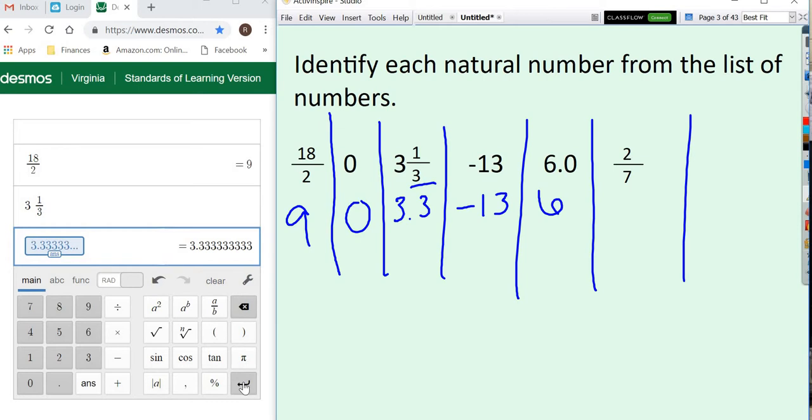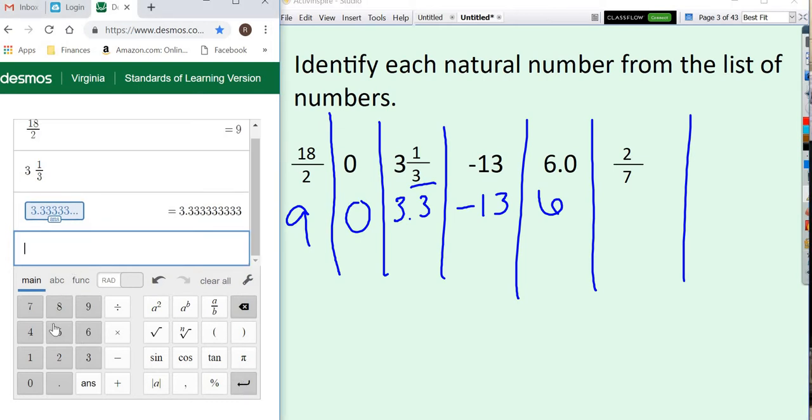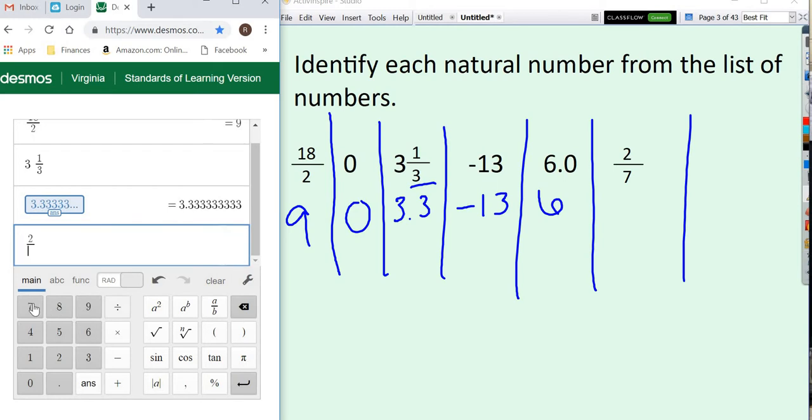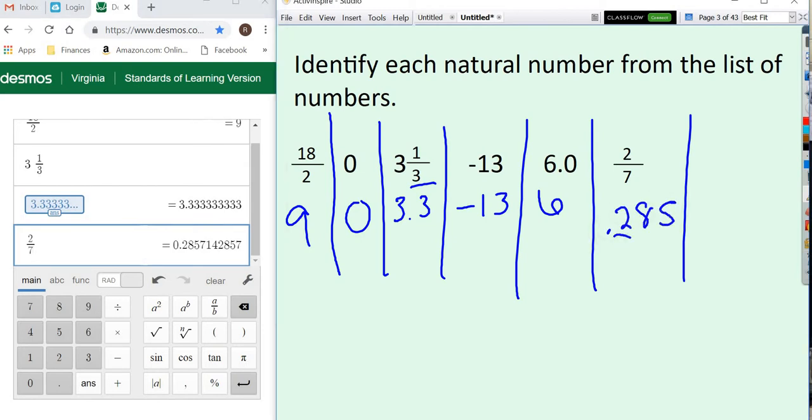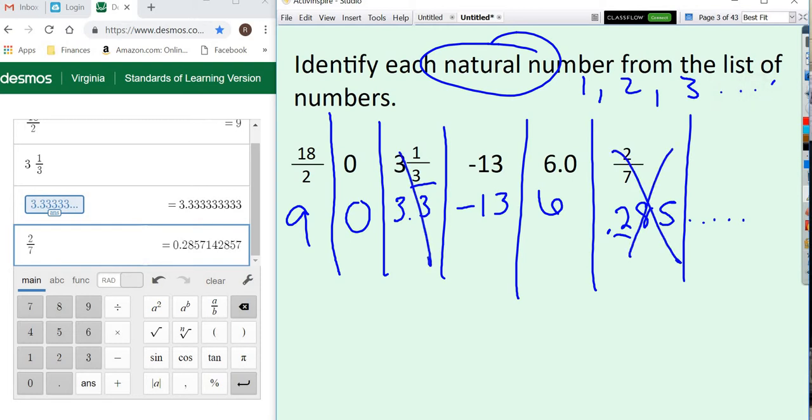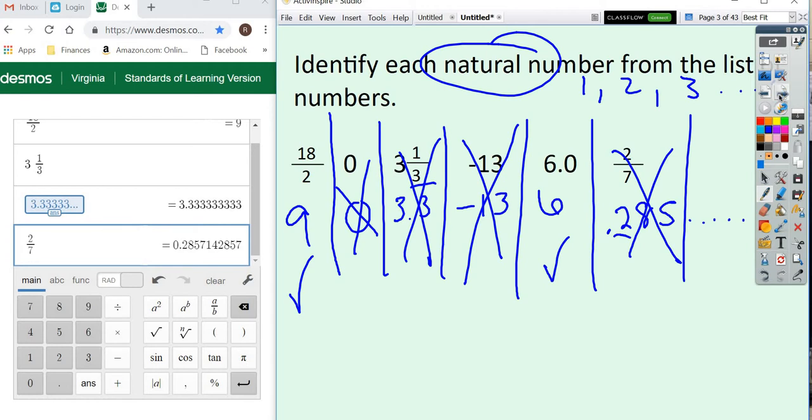And then we're going to come over here and we're going to put in 2 divided by 7. So 2 divided by 7 is a number that just seems to go on and on and on forever. I'll write a few of the numbers and then I'm just going to put dots. So natural numbers are your counting numbers, 1, 2, 3, and so on. So right away that decimal is out and that decimal's out. Negative 13 is out because natural numbers do not have negatives and they do not include 0. So that means your two natural numbers are 9 and 6.